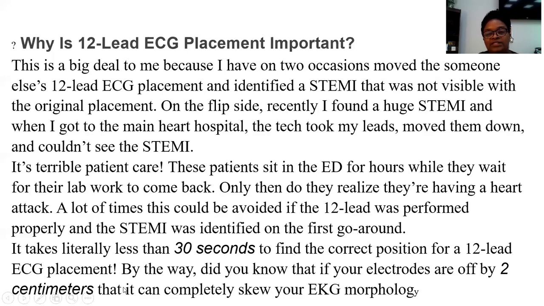It takes literally less than 30 seconds to find the correct position for 12 lead EKG placement. Now, what I've seen people probably in the past, guys, don't get used to just memorizing where you think that location is, okay? And based on memory, you just start sticking them there without actually taking the time to find the correct landmark, okay? And by the way, did you know that if your electrodes are off by 2 centimeters, that it can completely skew your EKG morphology? Okay, and so we know 2 centimeters is not big at all.